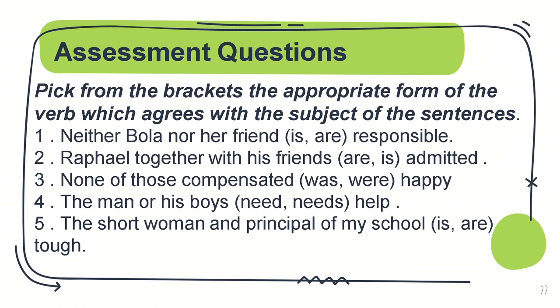None of those compensated was or were happy. None is an indefinite pronoun. So because of that indefinite pronoun none, followed by a plural subject, those, I told you that it will then be followed by a singular verb, was. That should be rule 10 or rule 9 thereabout. So that will be none of those compensated was happy.